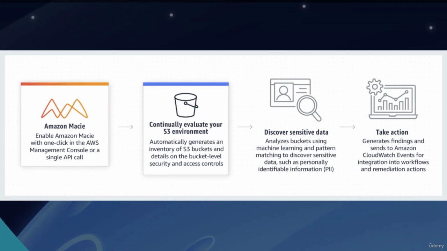Macie is enabled in a specific region with one click using the AWS Management Console or a single API call using one of the many software development kits or the command line interface. It will then continually monitor your S3 environment, looking for any sensitive information and any access or other security issues. It will then generate a CloudWatch event that can be used to alert you or to trigger some corrective action.